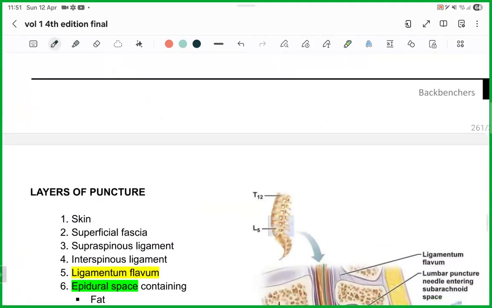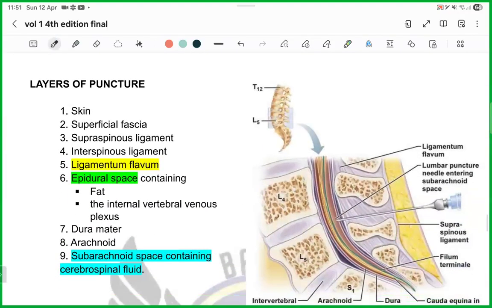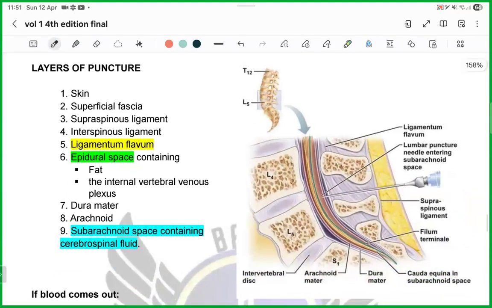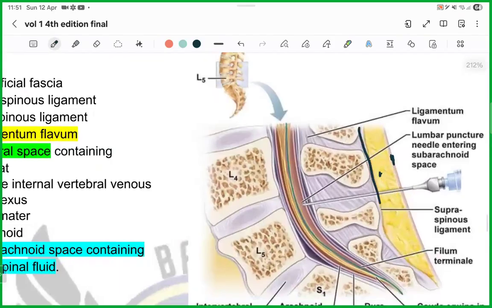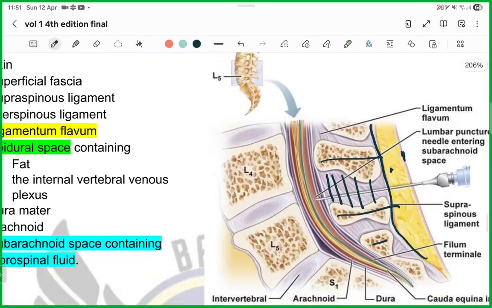Then we have the layers of lumbar puncture. This is a classic question they always ask. They always ask about the layers. This is the skin. Then we have the superficial fascia. Then we have the supraspinous ligament. Then these are the spines. We get the interspinous ligament. Then the ligamentum flavum, that's the toughest layer.